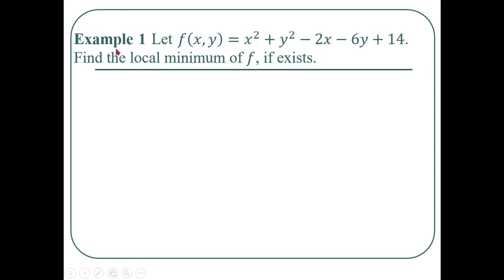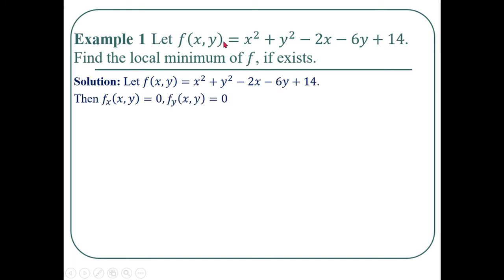It will be f_x(x, y) is equal to the partial derivative of x squared, which is 2x, plus the partial derivative of y squared, which, as it is independent of x, will be 0, minus the partial derivative of 2x with respect to x, which is 2, minus the partial derivative of 6y with respect to x, which is 0. Again, the partial derivative of 14 with respect to x is 0, because these two terms are independent of x. So we will get f_x(x, y) is equal to 2x minus 2.